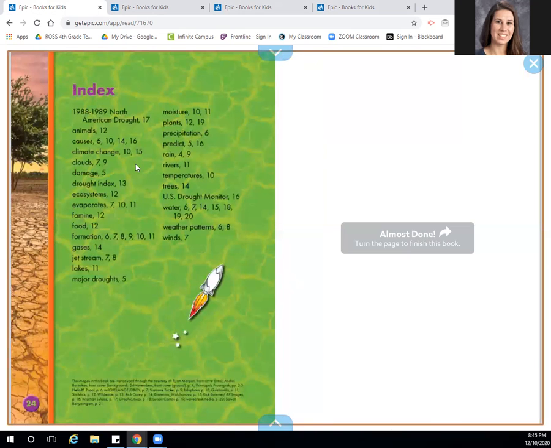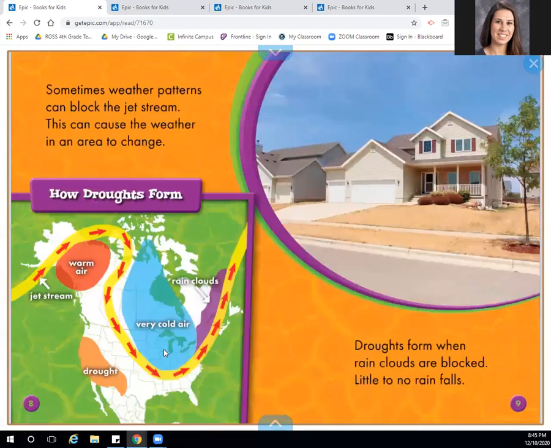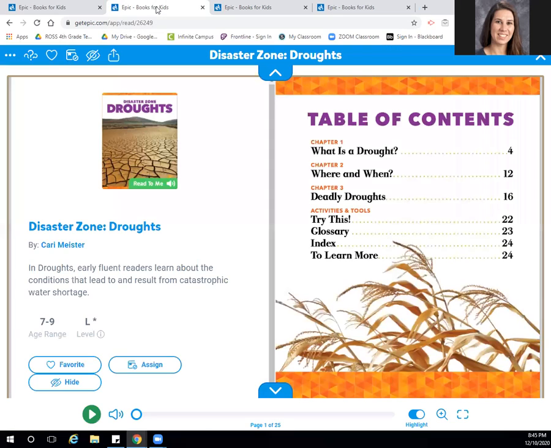There is an index and it's telling me about different droughts and different things that have to do with it, about the drought index, the causes. That's something that I need to research. So I'm going to go to page 6 and look at the causes. And I can find information that I need for my research project in different parts of this book.